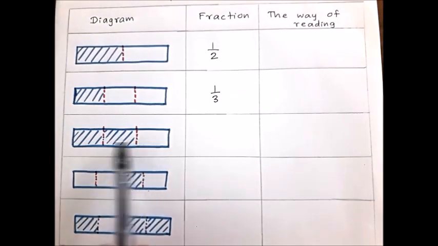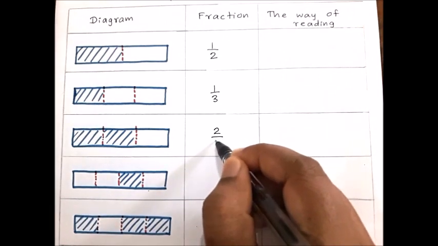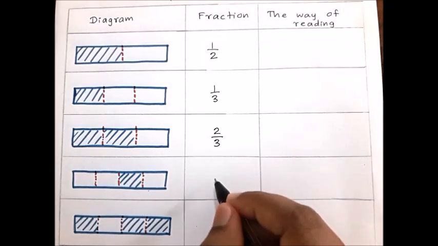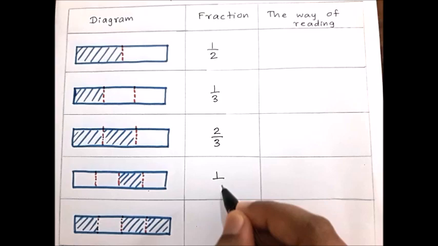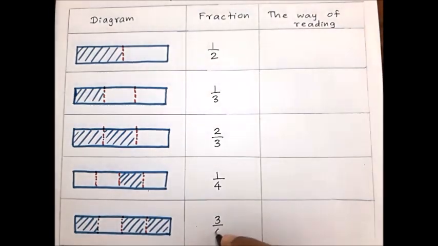Here out of 3 parts, 2 parts are shaded. The shaded part as a fraction is 2 over 3. Here total number of parts is 4. Out of 4 parts, 1 part is shaded. The shaded part as a fraction is 1 over 4. Last one, 4 parts, and out of 4 parts, 3 parts are shaded. Here 3 over 4.